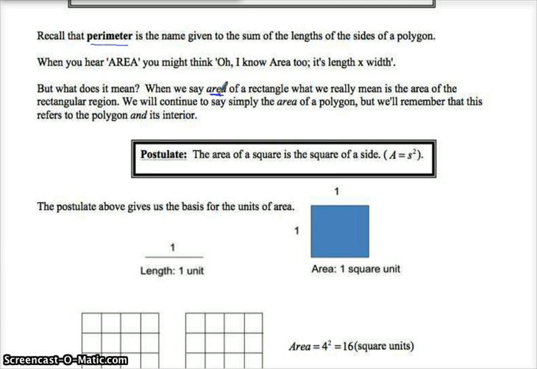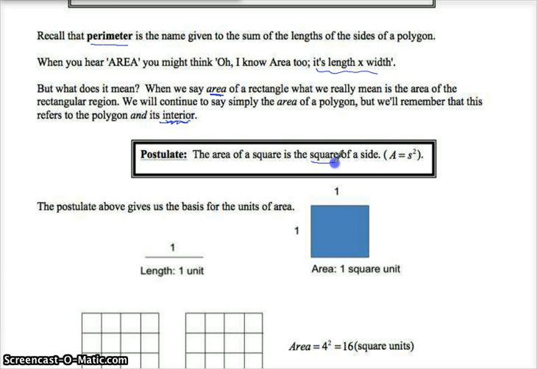So a lot of you might remember, oh yeah, it's length times width. You might remember it's base times height. You might say, oh yeah, it's the interior of something. So area is two-dimensional, right? So you have a length times a width. That's why we always have units squared, units to the second power. So it's multiplying the length times the width, which is then calculating all of the area inside the shape.